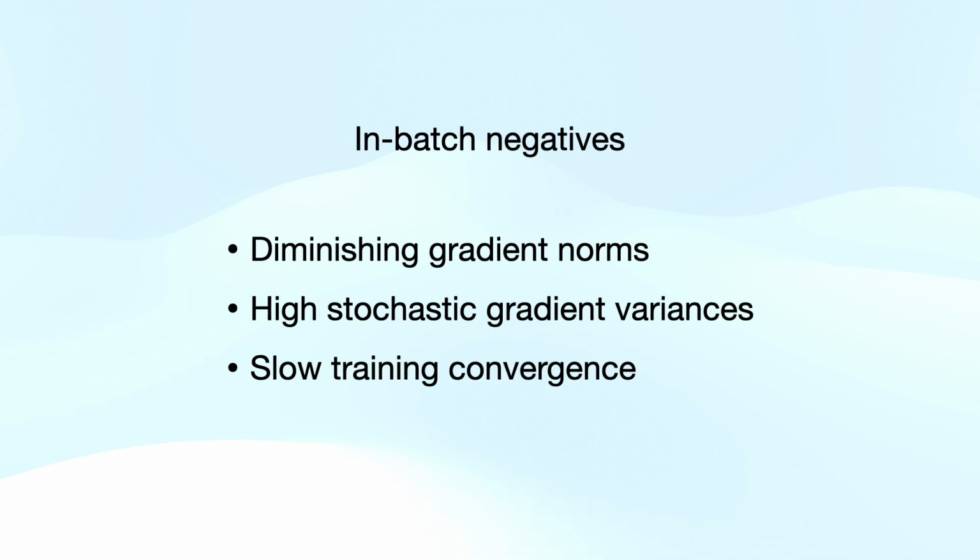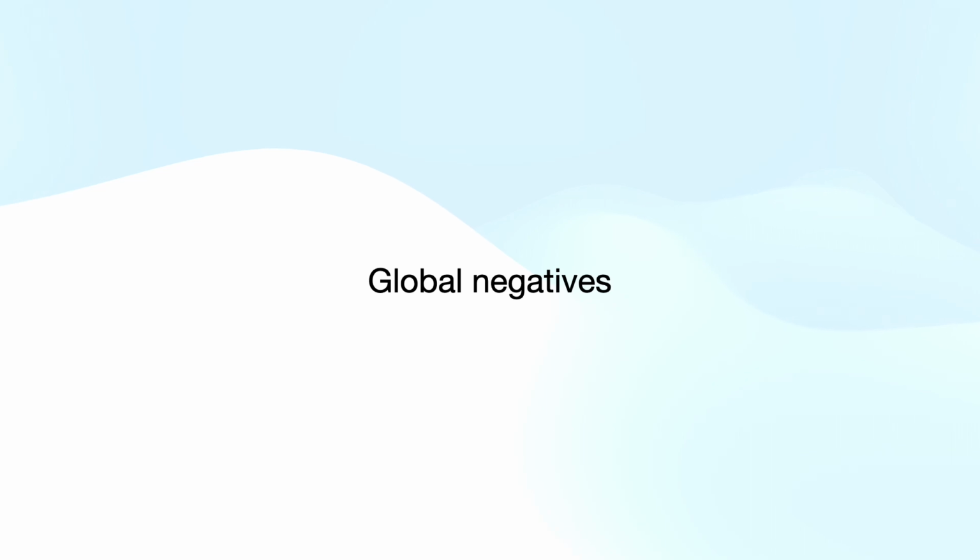However, in the ANCE paper, the authors showed mathematically that using in-batch negatives can lead to diminishing gradient norms, which causes high variance in the stochastic gradients and slows down the training convergence. As a result, the experiments show that in-batch negatives actually don't perform much better than BM25 negatives. Another option could be to find global negatives from the entire corpus and use those for training.